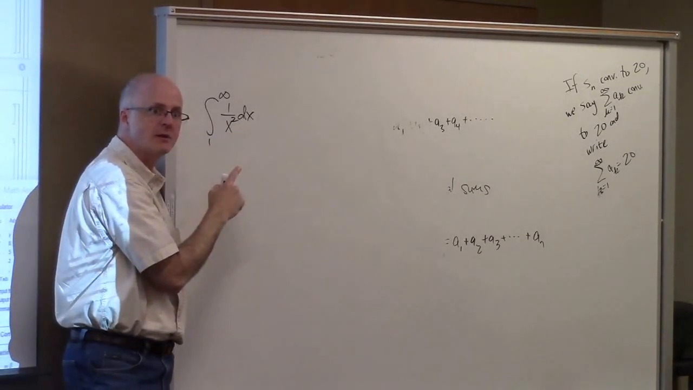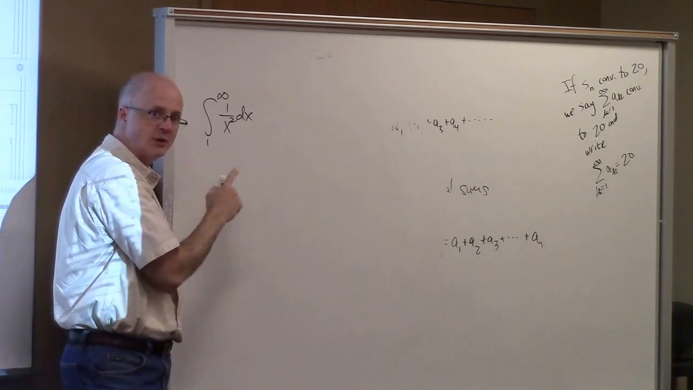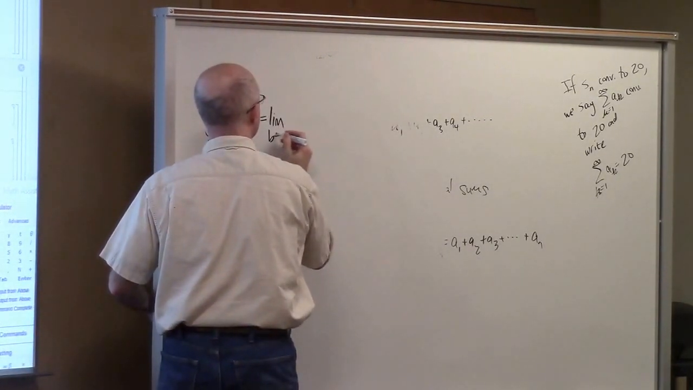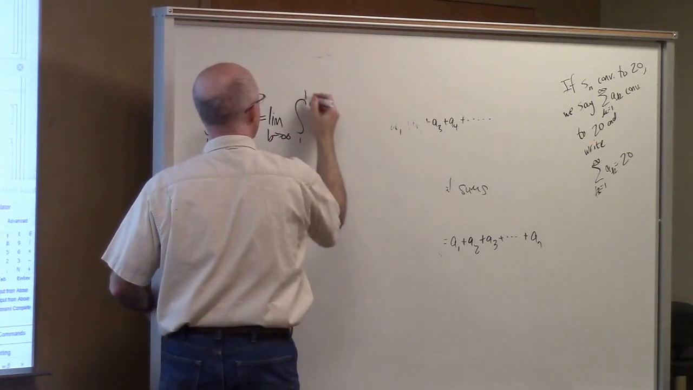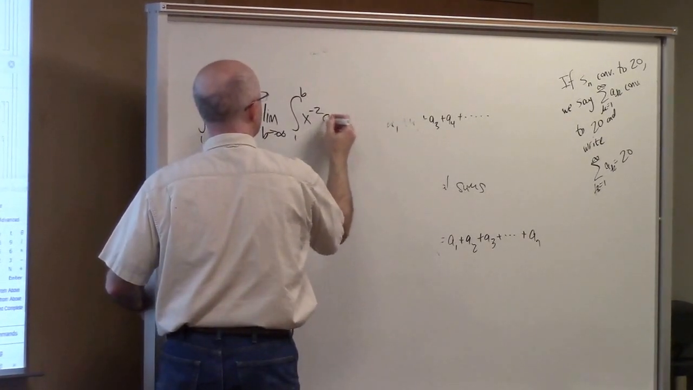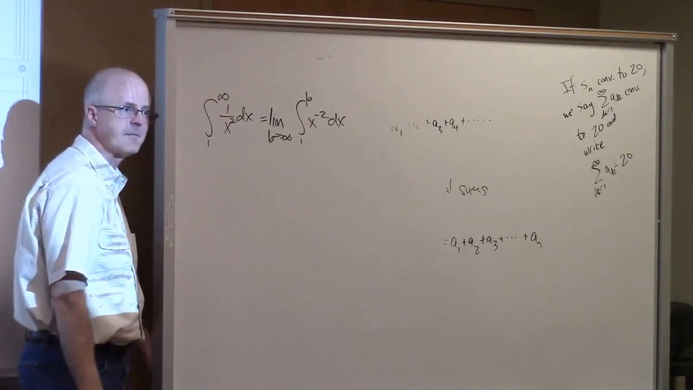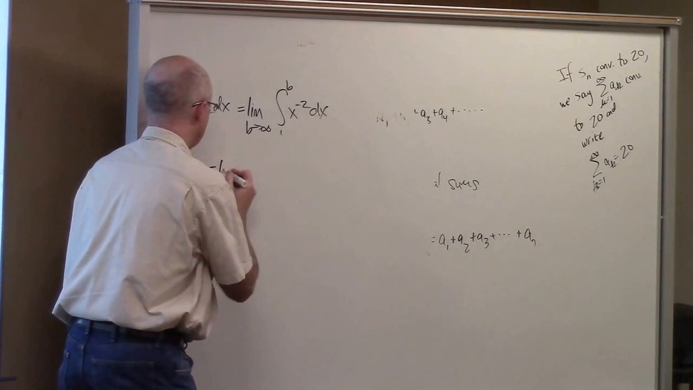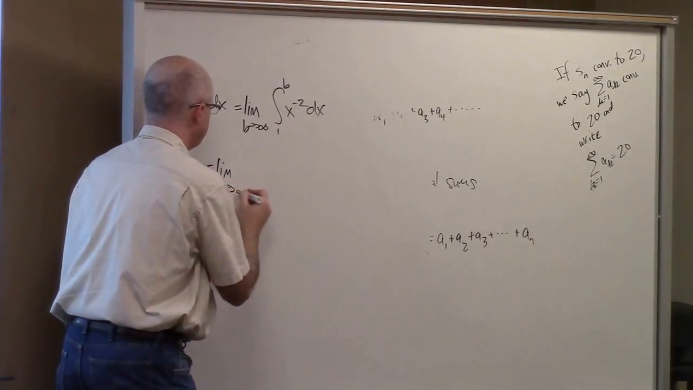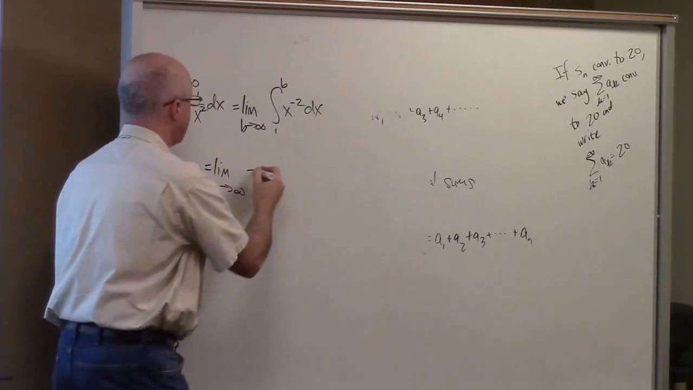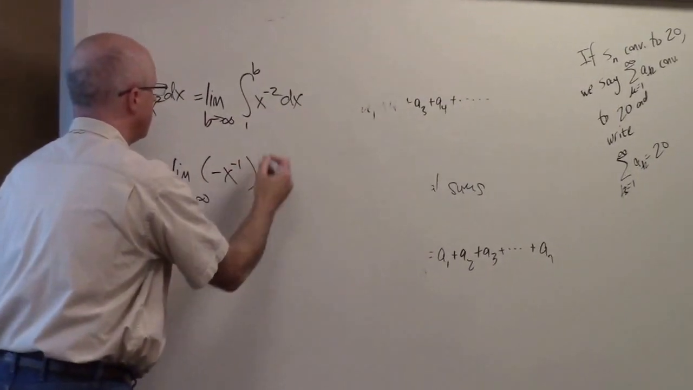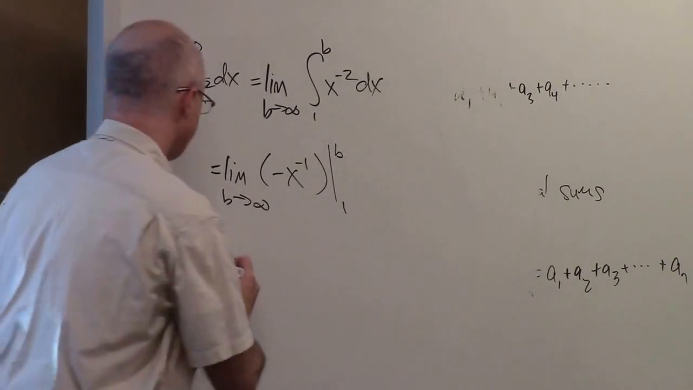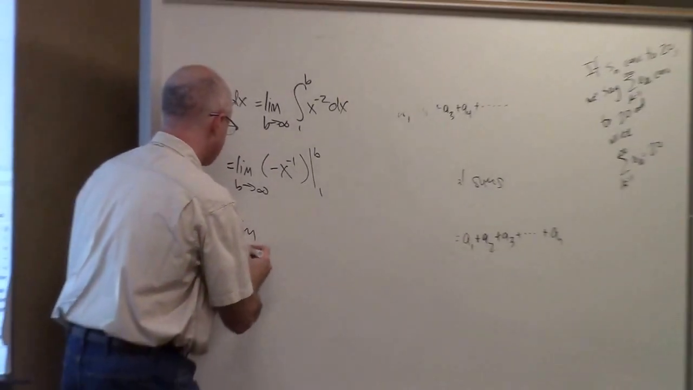This one will converge. What does it converge to? You actually have to calculate the limit. Write the improper integral as a limit like this, and you should write your limit signs and carry them along until you actually take the limit. Find your antiderivative of x to the negative 2. You're going to get negative x to the negative 1, evaluated from 1 to b. That's a limit as b goes to infinity.